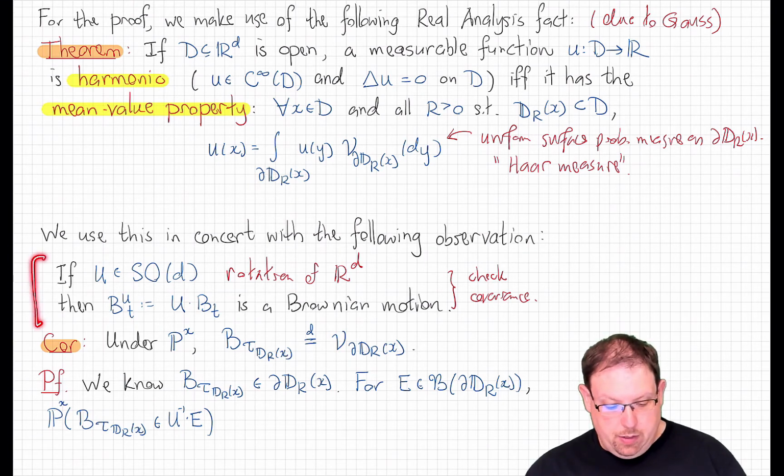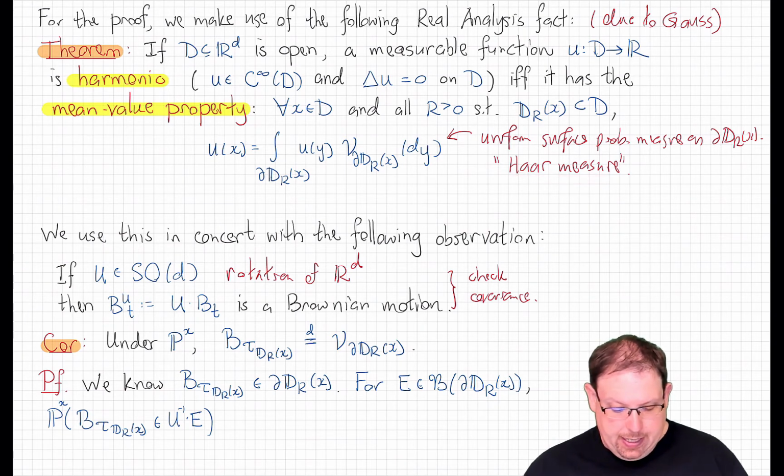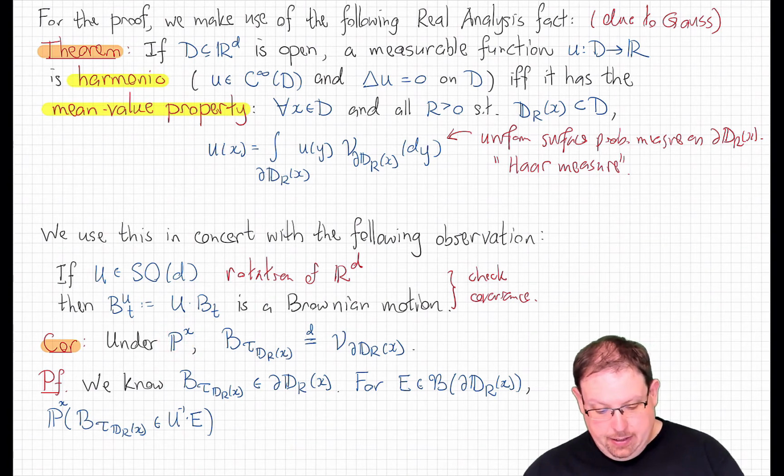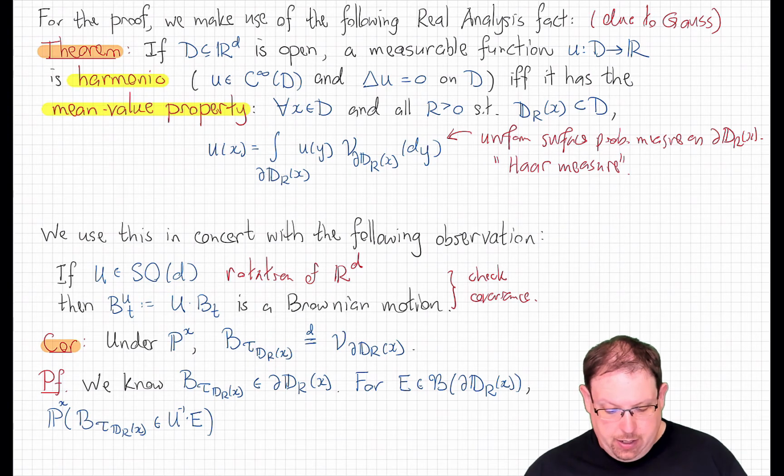From this rotation invariance of Brownian motion and the characterization of the Haar measure, it's therefore easy to see that the Brownian motion starting at x exits the disk of radius r centered at x at a point that is Haar distributed, i.e. uniformly distributed, on that sphere.